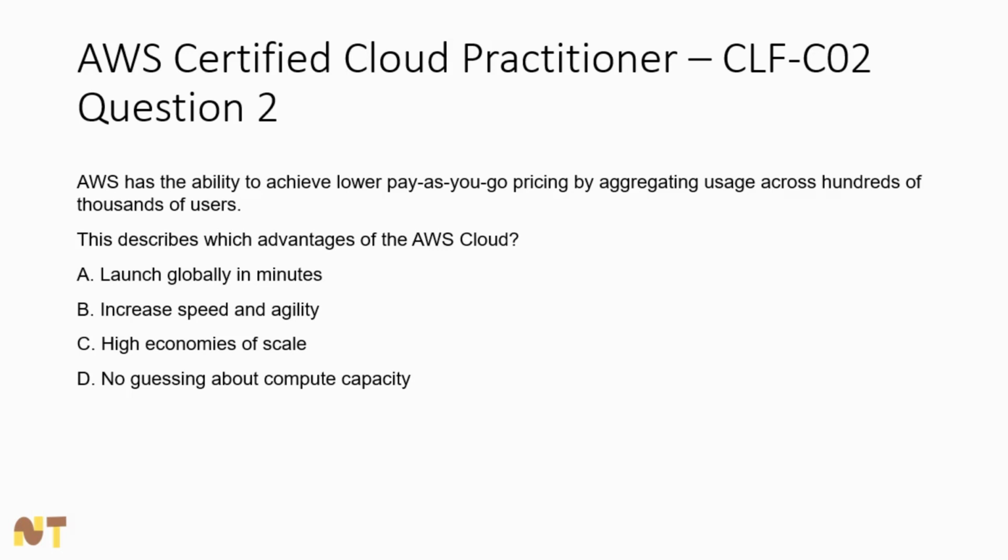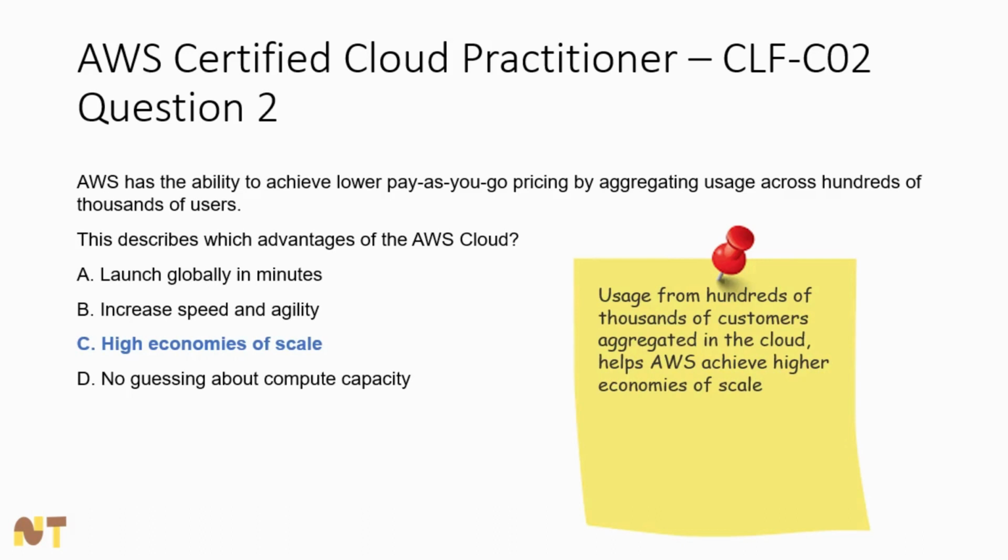Now, as you all know, AWS offers quite a lower pay-as-you-go pricing because they are aggregating the usage across hundreds of thousands of users, so they are able to afford it. Now, we need to identify which advantage of AWS Cloud it is referring to. Because usage of hundreds of thousands of customers is aggregated in cloud, providers such as AWS can achieve higher economies of scale, which translates into lower pay-as-you-go prices. So the correct answer is C, high economies of scale.